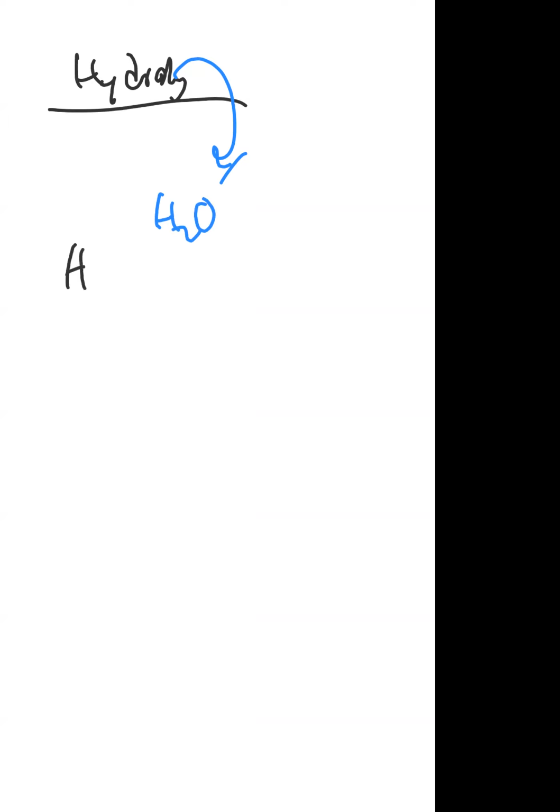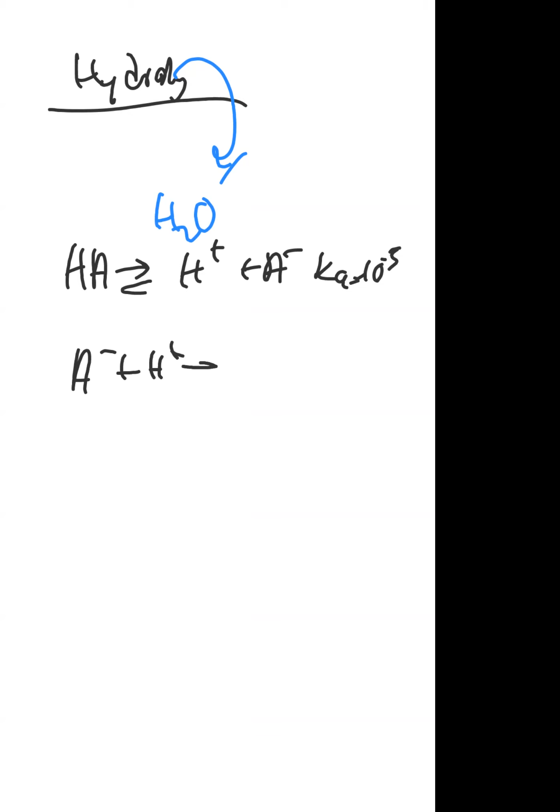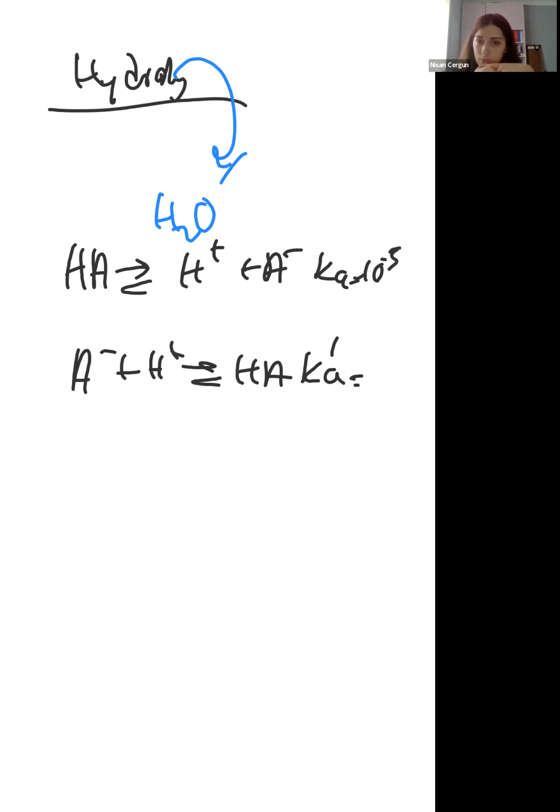Let's say we have HA weak acid, and we know that it has a Ka value of something like 10 to minus 5. But the reverse of this reaction is what? The reverse of this reaction is something like that. And what is the Ka prime value for this one? Why prime? Because this is just a reverse reaction. That's why I put prime for the Ka value, baby. What should it be? 10 to 5. Yeah, because it's 1 over 10 to minus 5. Okay, you are right, baby.